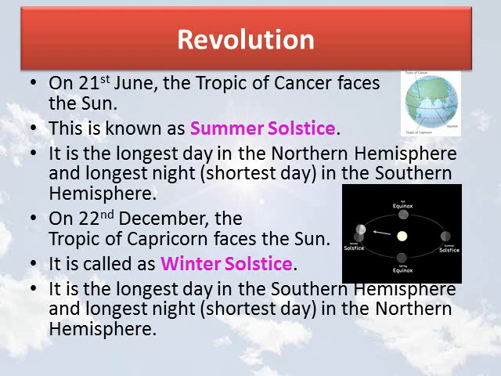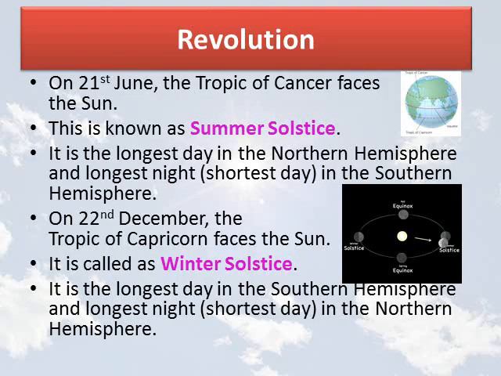The same thing happens on 22nd of December. That is, on 22nd December, the Tropic of Capricorn faces the sun, and that day is called winter solstice. It is the longest day in the southern hemisphere and the longest night or the shortest day in the northern hemisphere. So you have summer solstice, which is the longest day in the northern hemisphere, and winter solstice, longest day in the southern hemisphere. And the sun's rays directly fall on the tropics, that is the Tropic of Cancer and Tropic of Capricorn.